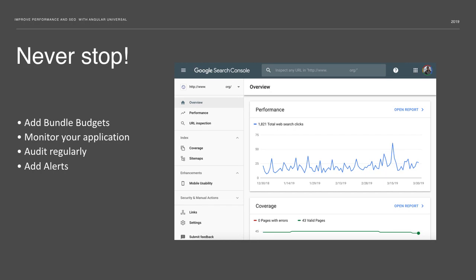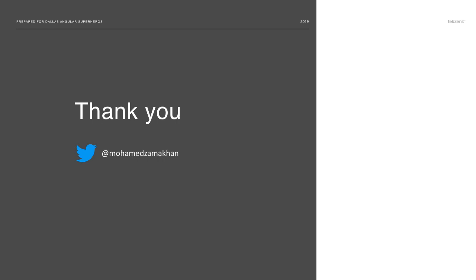So you can use Google Search Console. It not only does performance analysis over time, but also gives you alerts whenever a drastic change happens in your search engine ranking or indexing. And at the end, I would thank every one of you for having patience and listening to my talk.